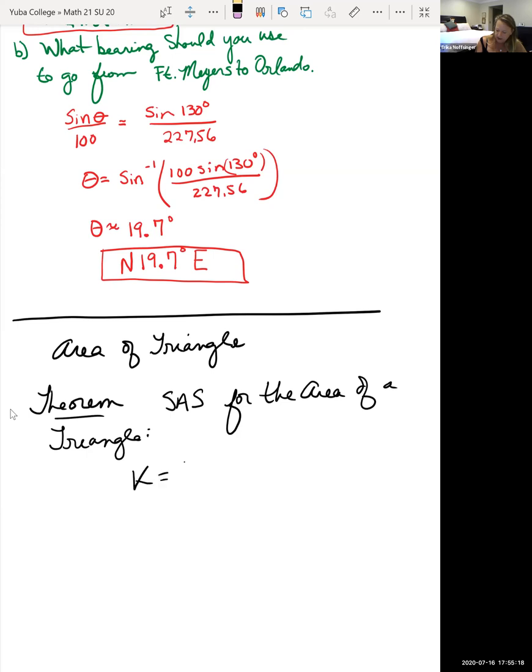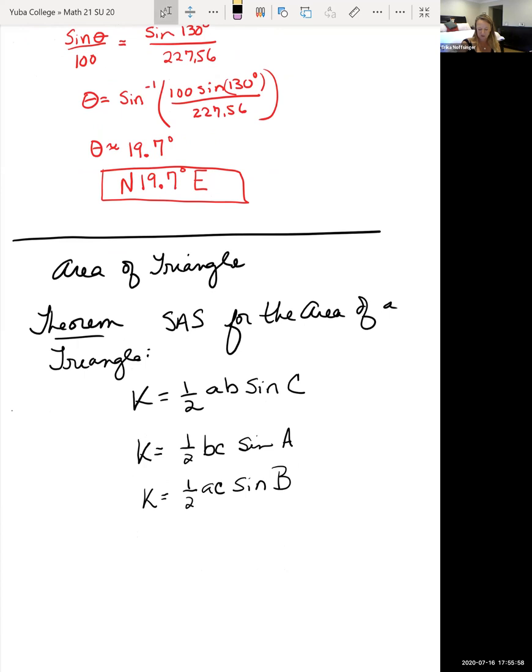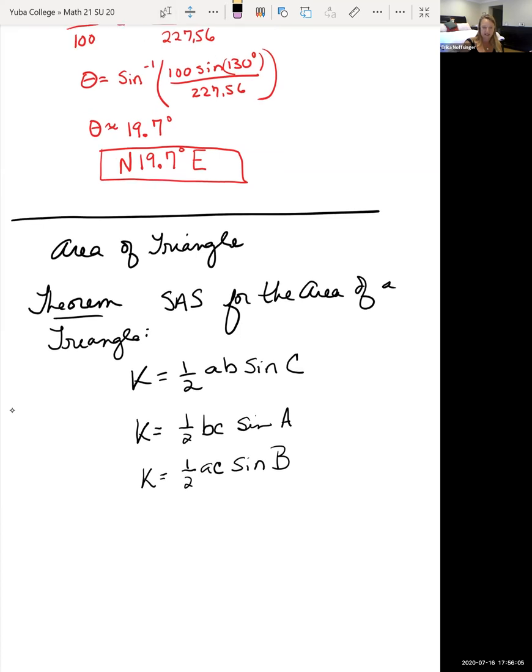K is equal to 1/2 times AB sine of C, or 1/2 BC sine of A, or 1/2 AC sine of B. Okay, it depends on which sides you know. This is the angle that's sandwiched in between the two sides that you know.